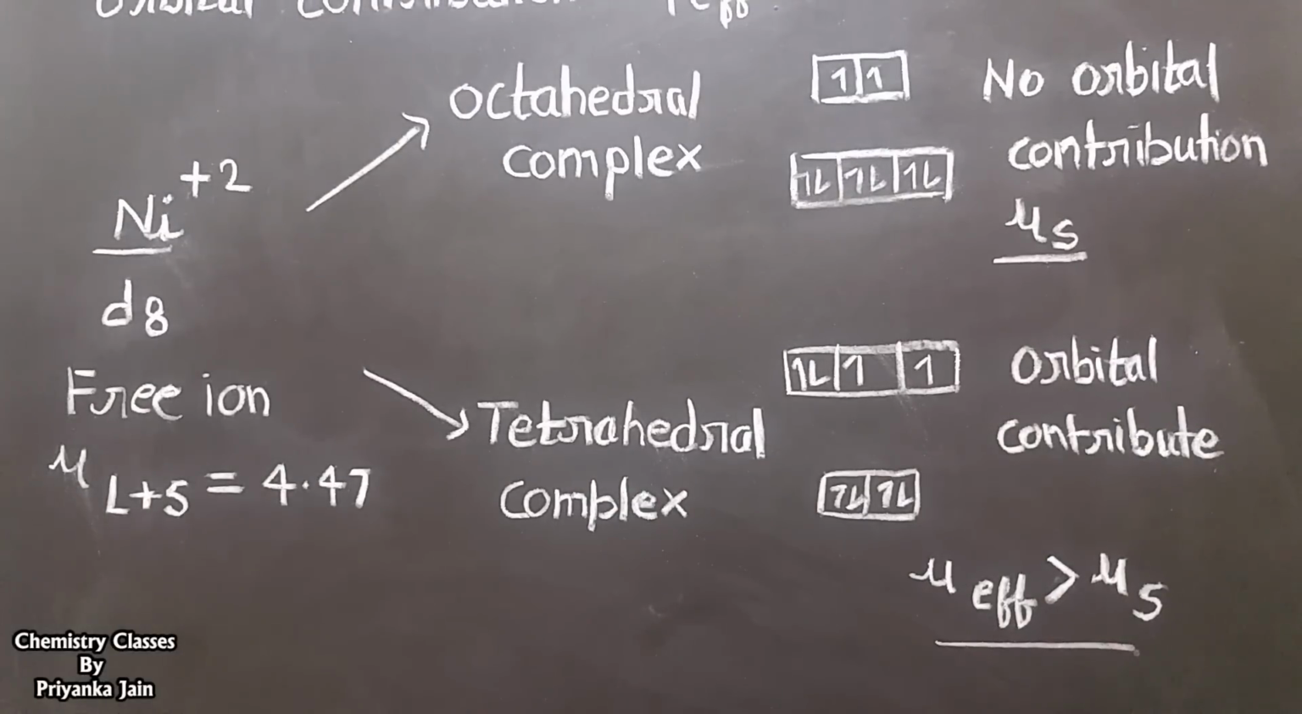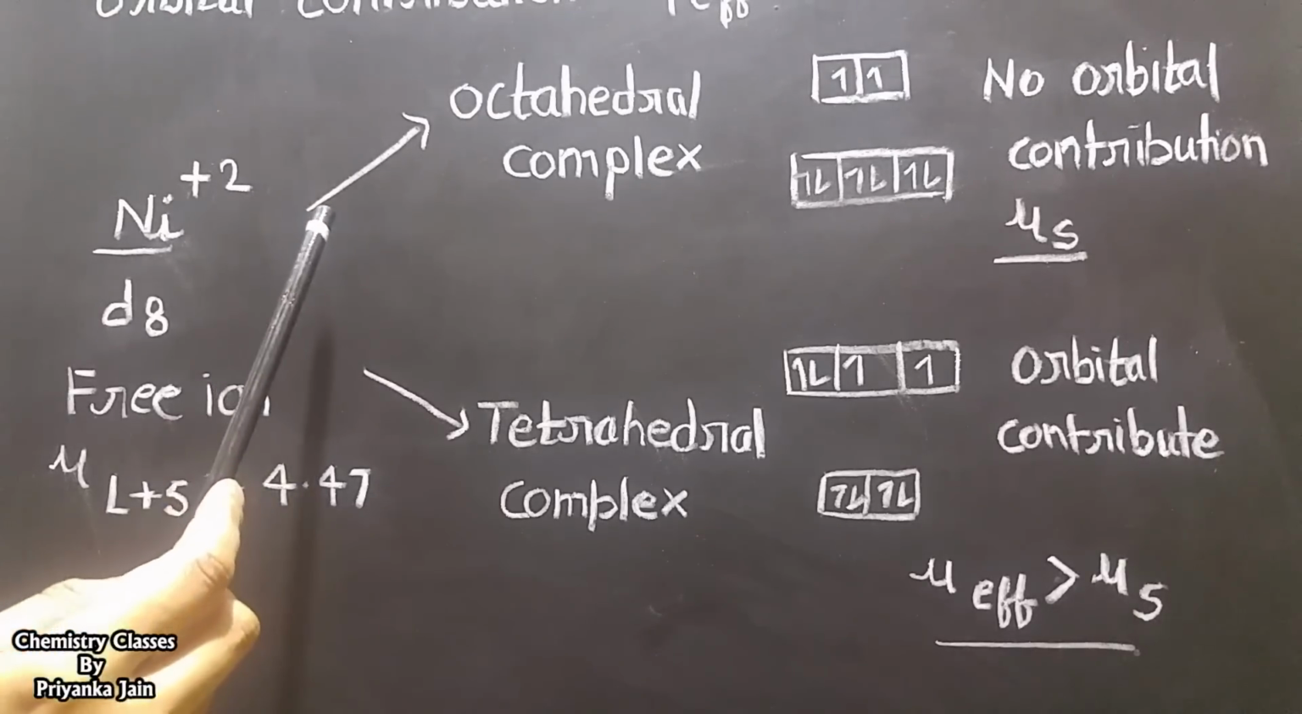It is also affected by the geometry of the complex. Which type of geometry is the complex taking? For example, if we see the nickel 2+ ion that has a d8 configuration, in the free ion state it has both L and S coupling. It means its magnetic moment is given by the combination of both the orbital and the spin contribution, and it will be equal to 4.47.